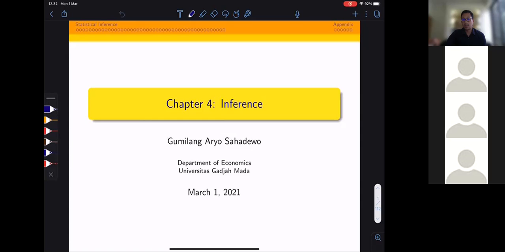So in particular, in the past sessions, we've talked about estimation, particularly estimation of the parameters, the betas, as well as the standard errors for the betas. Now, using the estimated coefficients as well as the standard errors, we're now going to do some inference. So this is going to be the core discussion for the lecture this afternoon.